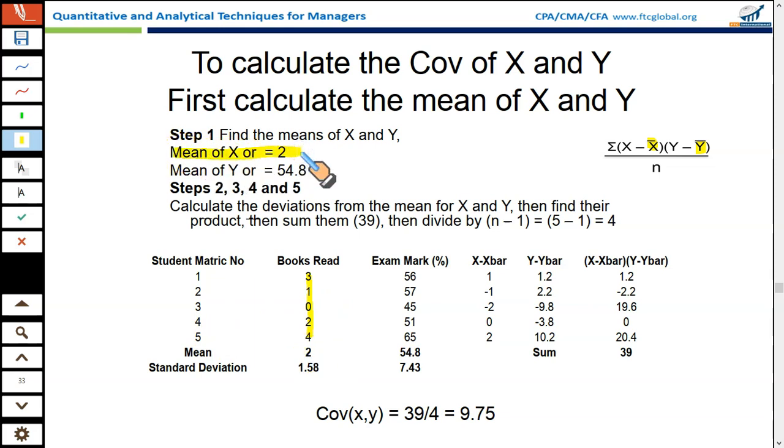Okay. Then the mean of y, the marks obtained. So you add all the marks, and there are 5 students. So adding these, dividing with 5 gives you 54.8. So mean of x and y, which is basically x bar, y bar, we got.